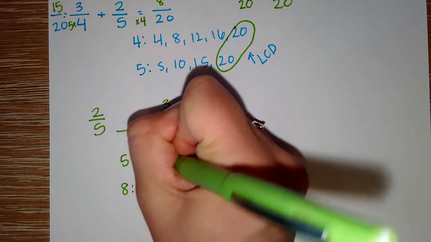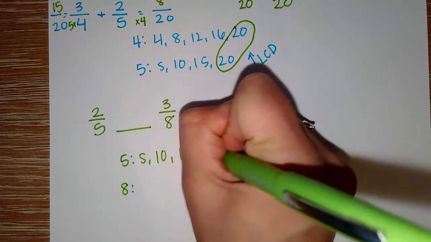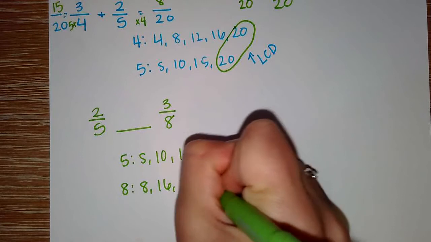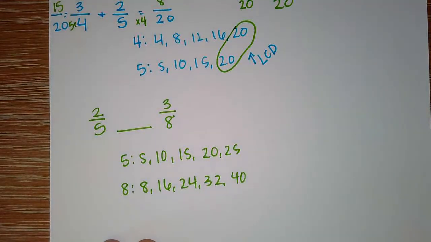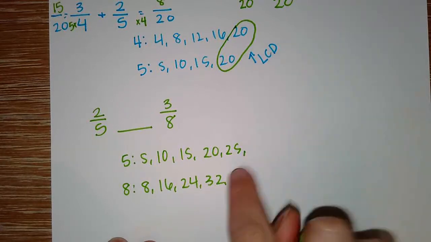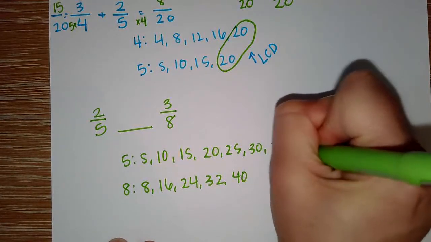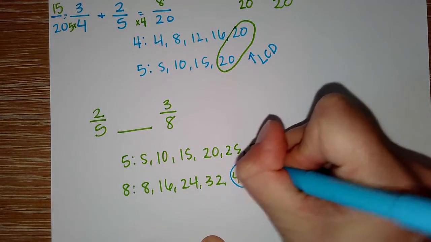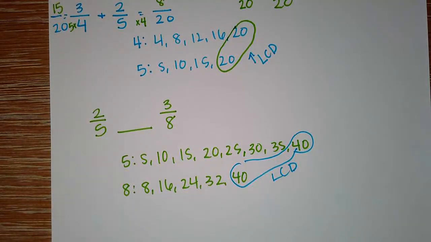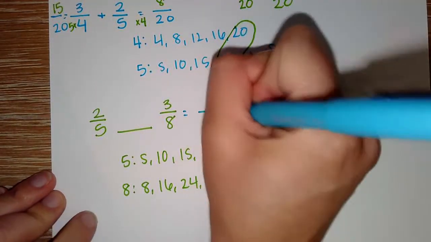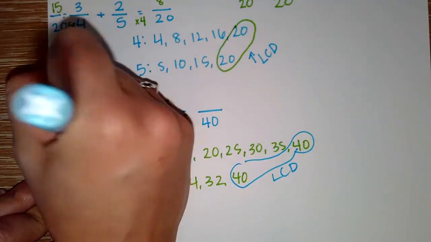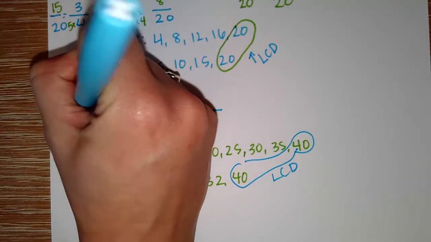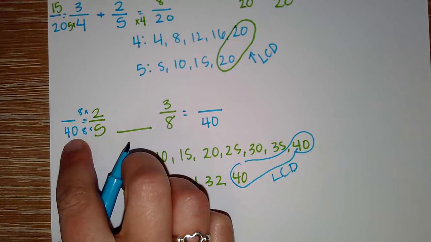I've got 5, my multiples of 5: 5, 10, 15, 20, 25. 8 is 8, 16, 24, 32, 40. I don't have a match yet, so I'm going to keep going with 5 since it's lower. 30, 35, 40. I got a match. Okay, so 40 is my LCD. Now I use that to get common denominator fractions. In this instance, 8 times 5 to get 40.